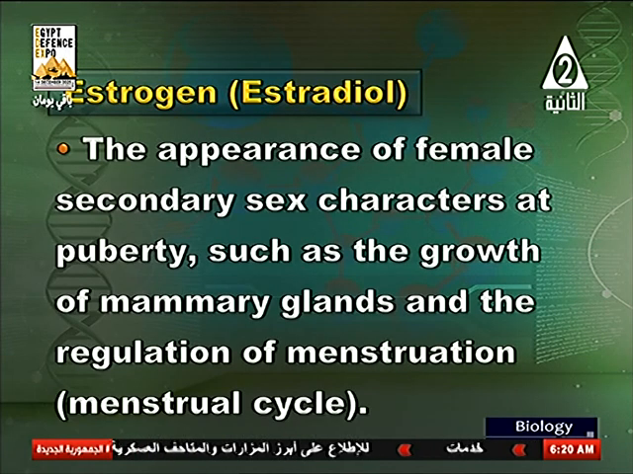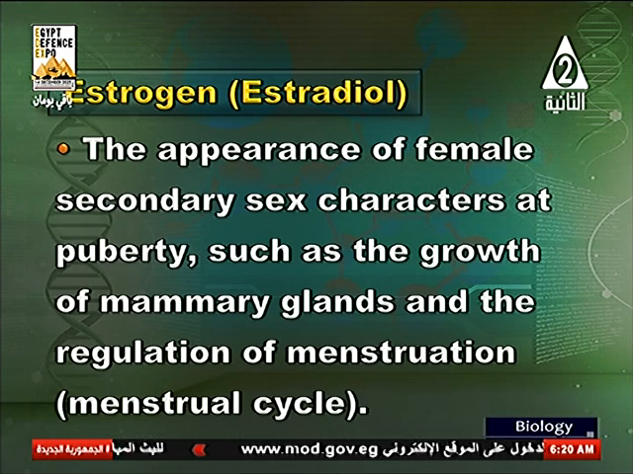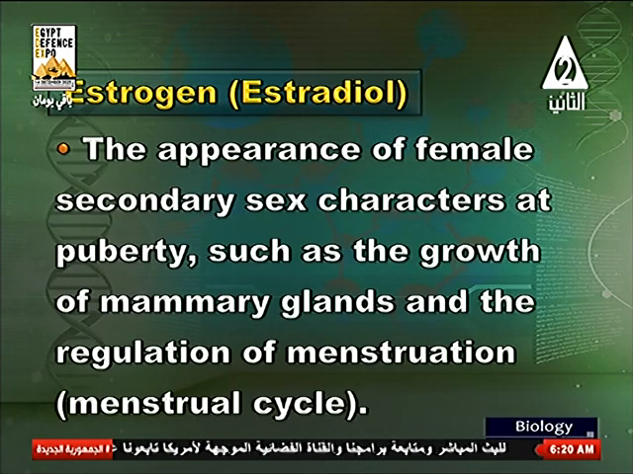Estrogen, a steroidal hormone, is responsible for the appearance of female secondary sex characters at puberty, such as the growth of mammary glands, and the regulation of the menstrual cycle or menstruation.